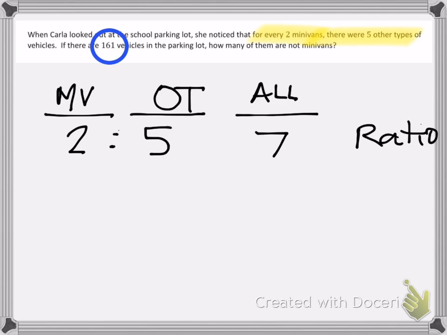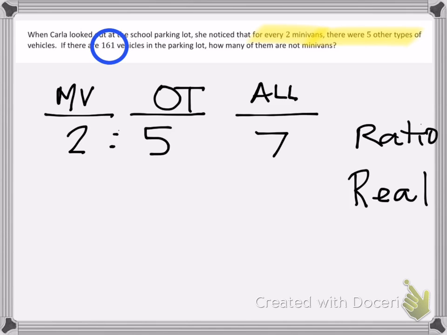Now, all equivalent ratios are consistent and corresponding. They're consistent in that if I compare minivans to other types, my equivalent ratio has to be minivans to other types. So it's always the same. Doesn't matter how I set it up. Could be minivans to all vehicles. My equivalent ratio would then have to be minivans to all vehicles. So it's consistent. It also corresponds. It corresponds to ratio to real.